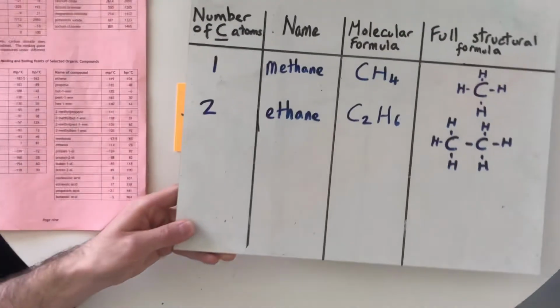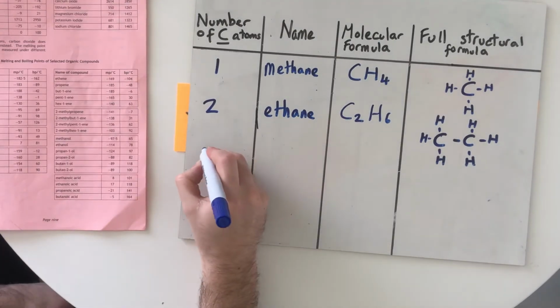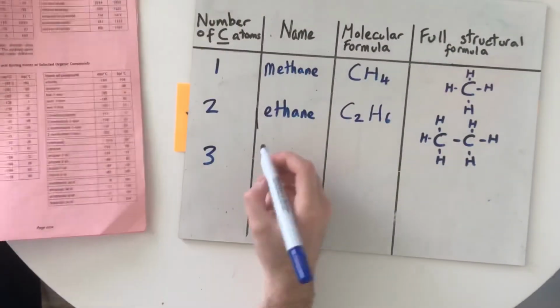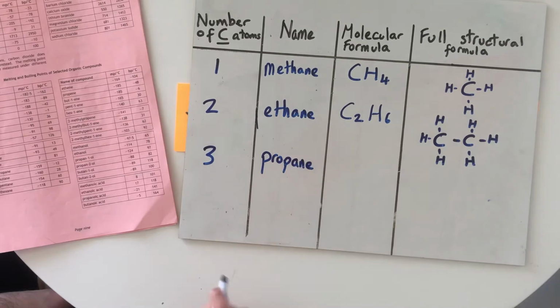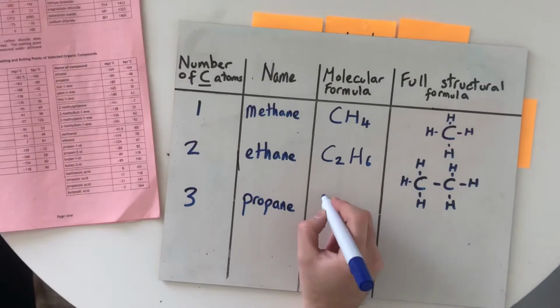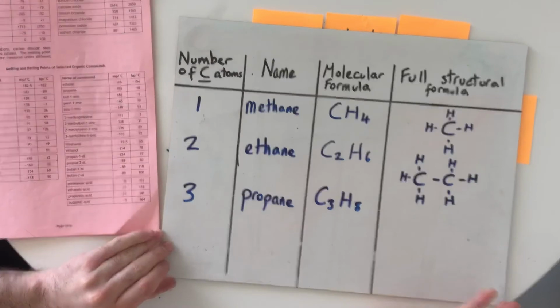So let's finally add that to our table. 3 carbon atoms. We're going to call that propane now. That's the next one on the list. Propane. Its molecular formula, how many carbons and hydrogens it has. 3 carbons and 8 hydrogens there. C3H8. Then let's draw that out finally.